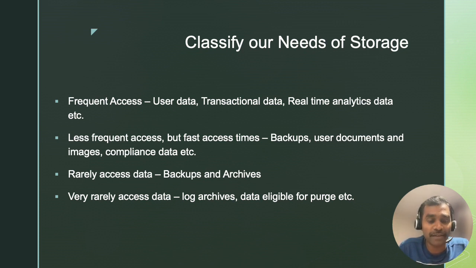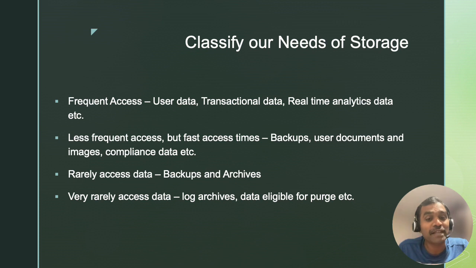They call it frequent access. The data is like user data or transactional data or real-time data like a weather app. It requires frequent access. So here we need low latency because we cannot wait to know the weather or any transactional data or user data.